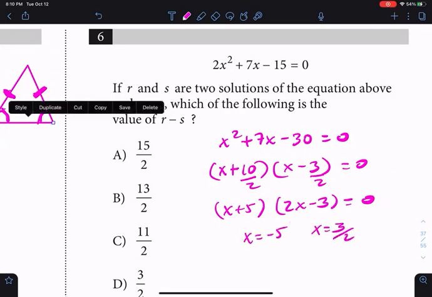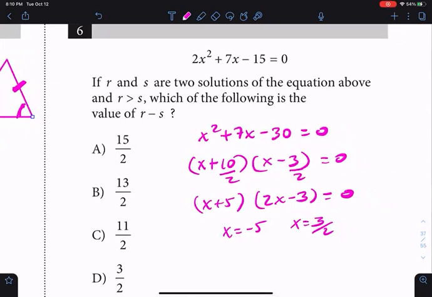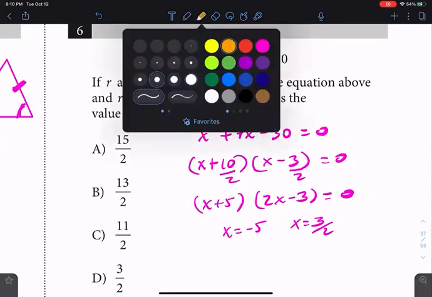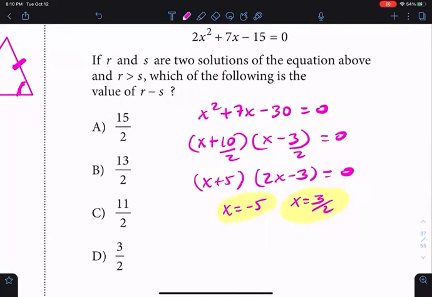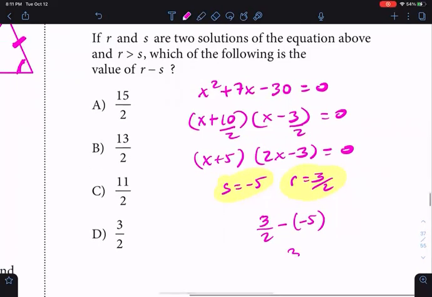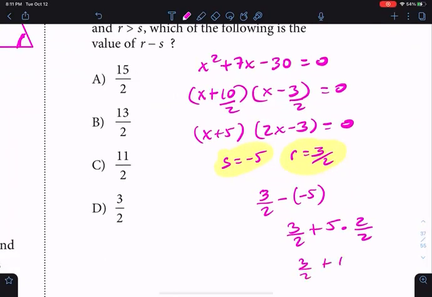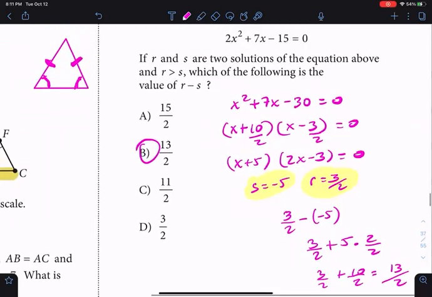So now they're telling you that R is greater than S. So here I can see clearly that this number is greater than -5. So they want you to subtract. Well, let's call this R and let's call this S, right? Because in this situation, that's what it is. So now I need to subtract that. So this is going to be 3 halves minus -5, right? So you just need to combine the terms. So this is 3 halves plus 5. This is going to be 2 over 2. So this is going to be 3 halves plus 10 over 2, which is going to be 13 over 2, right? So that's the answer, this one. Okay, that's how you do that. Easy.